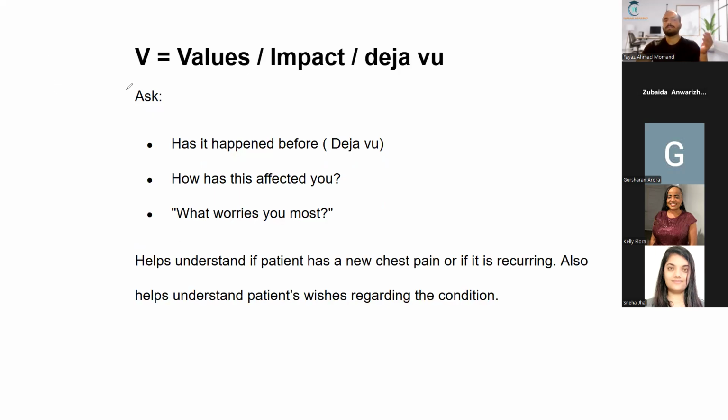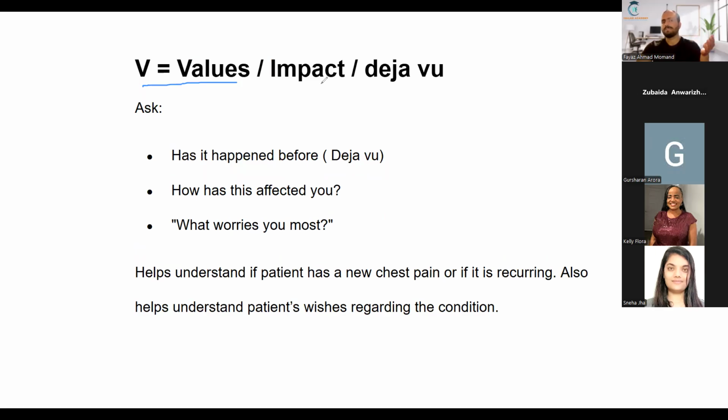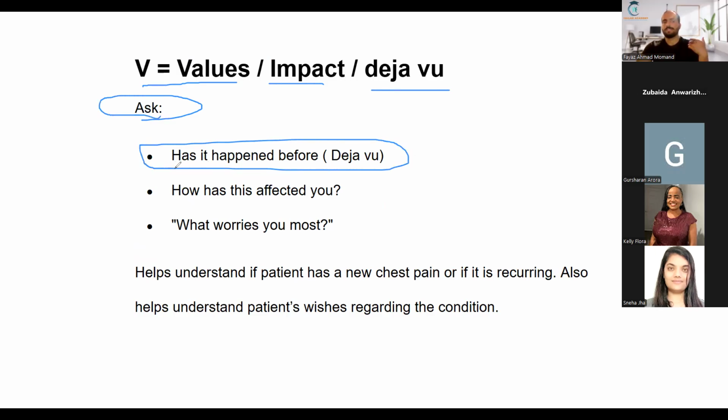Now, V in the structure stands for values, impact, déjà vu. Ask the patient if they have had a similar episode in the past. This would be your déjà vu. Déjà vu means something that you see and you feel like it has happened before. This is a basic description of déjà vu. So ask the patient if it has happened before. Now, patients who have stable angina, they would say, oh, yes, it happens when I exert myself. Then I have these small tablets that I keep under my tongue and they help.